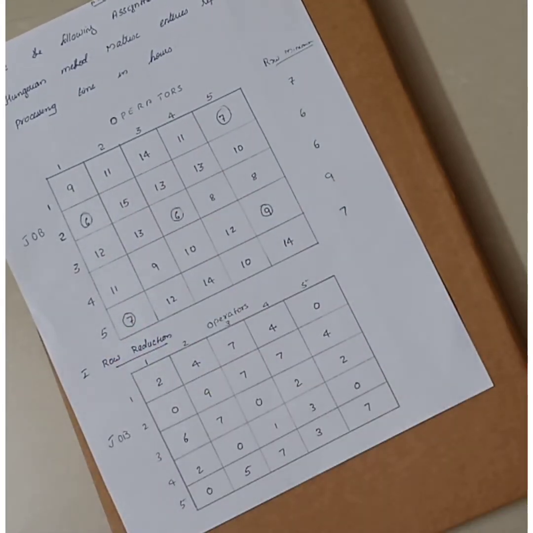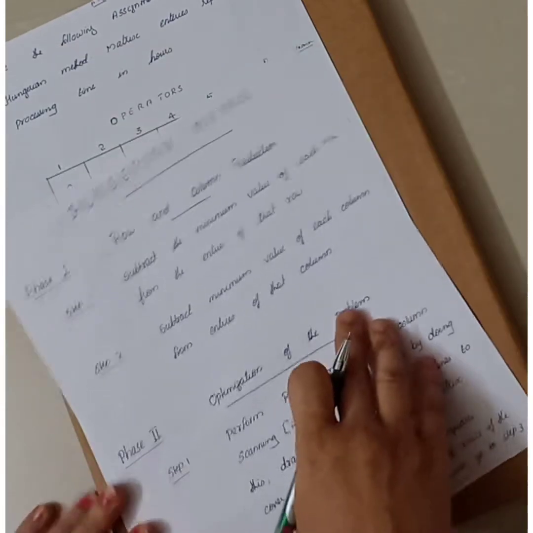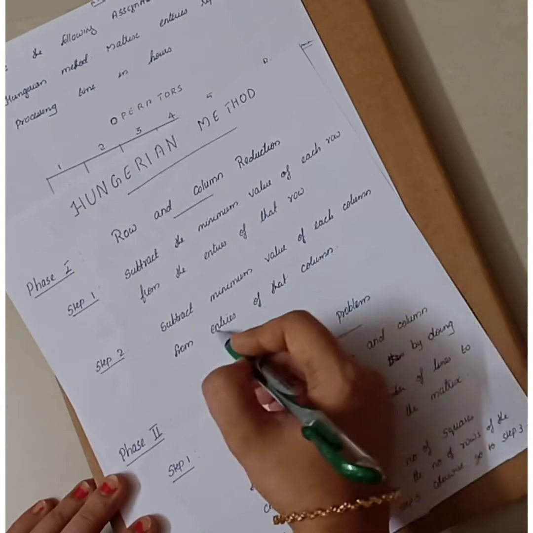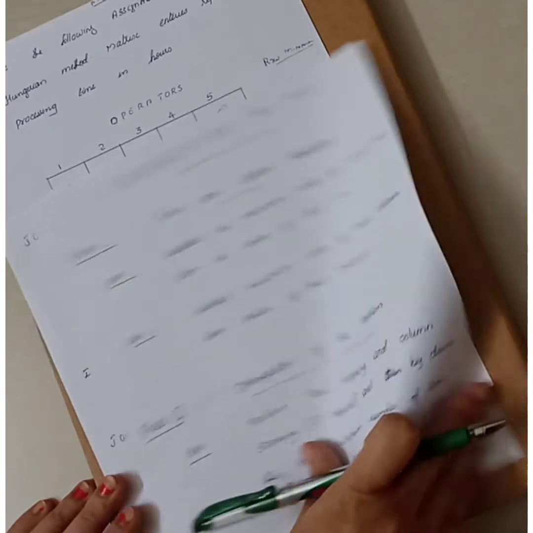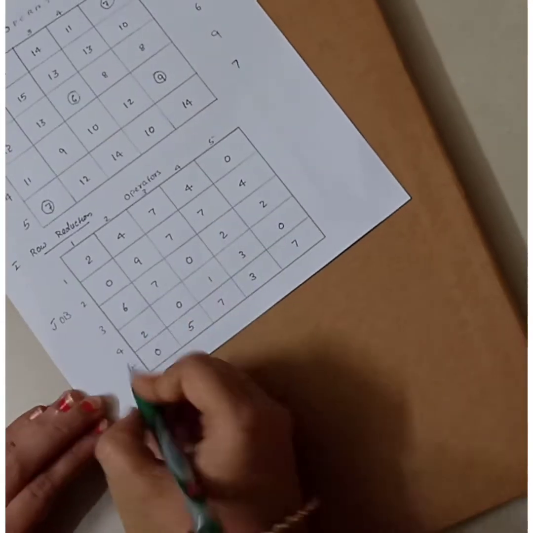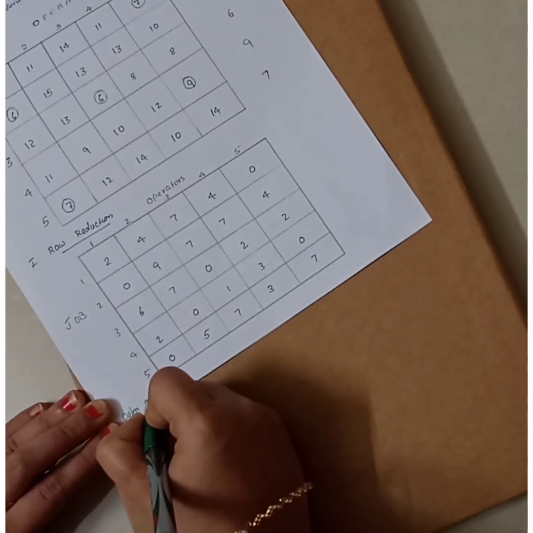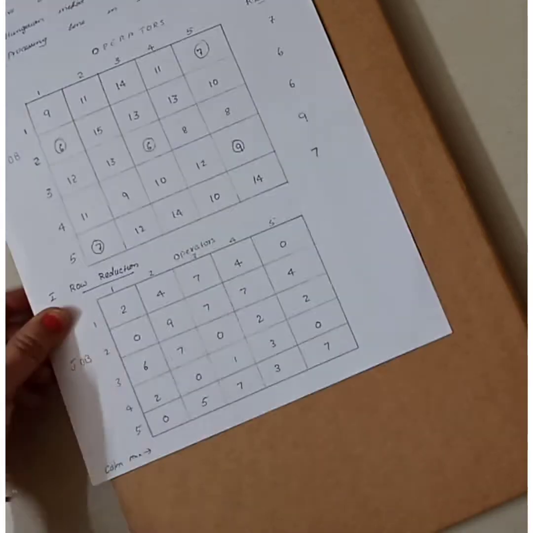Now what is the second step? The second step in the first phase says that after doing this, subtract the minimum value of each column from the entries of that particular column. Similarly, here in this case, you have to find out what your column minimum is. Column minimum value you are going to find from each column.